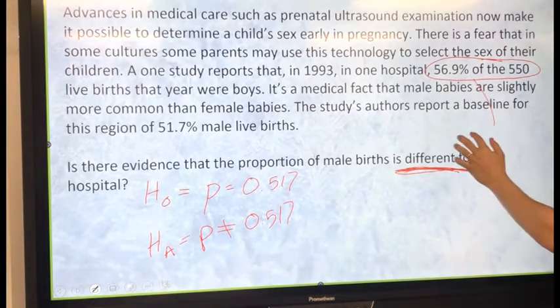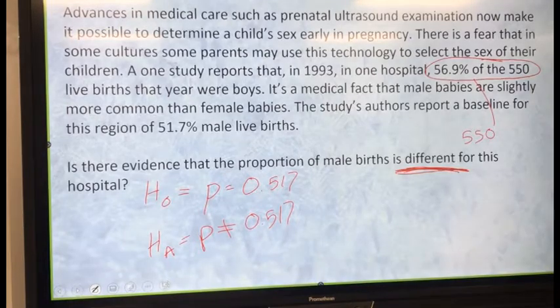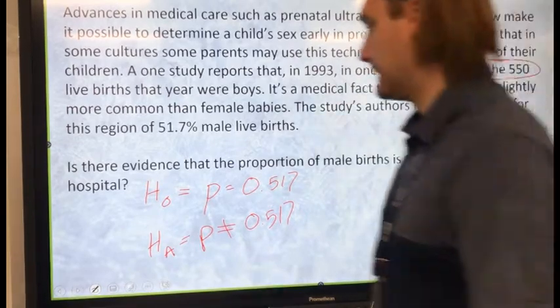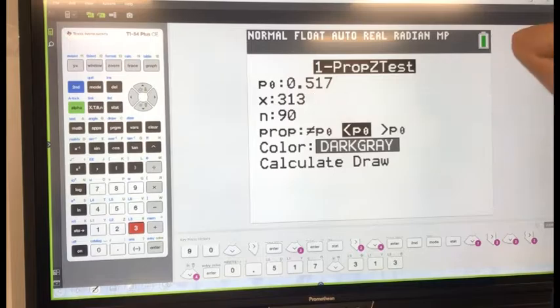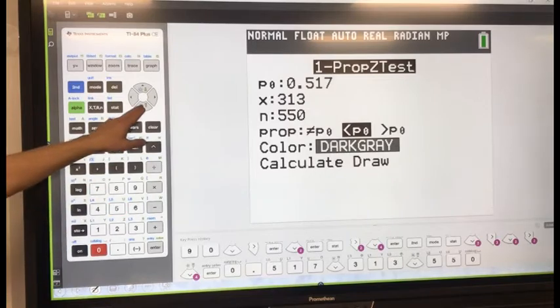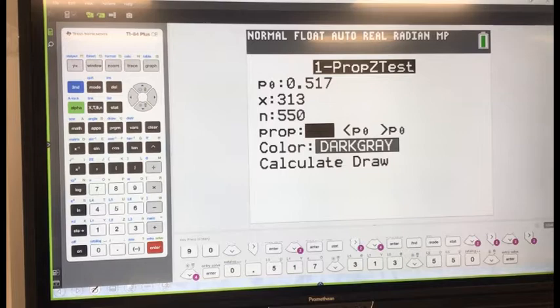Multiply, right? Taking these numbers, I have 550 births. Multiply that by my percentage of 0.569, and we get 312.95, but the calculator does not like decimals with my x value because with proportions, we are talking about people here. Can you have 0.95 of a person? No. So we'll go ahead and round that to 313. So again, don't put any decimals here for the x or the n. It doesn't make sense to have a partial of something, a partial vote. It's either all or nothing. And then for my n value, that is 550. And since we are looking for any values that are different, we are using the not equal to.